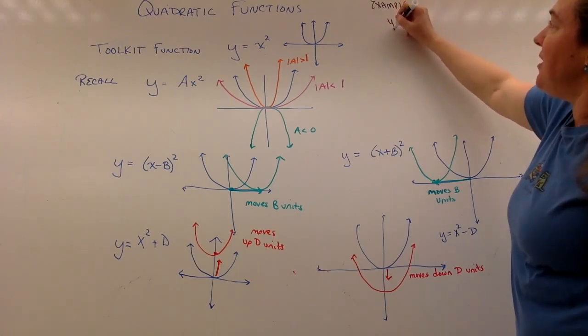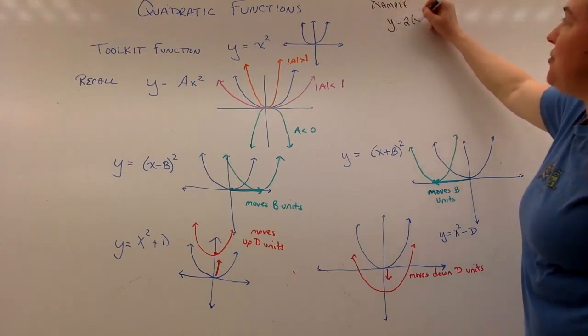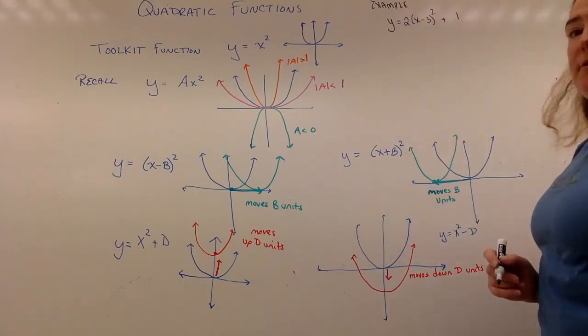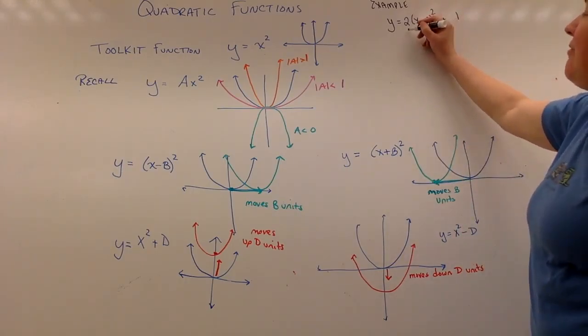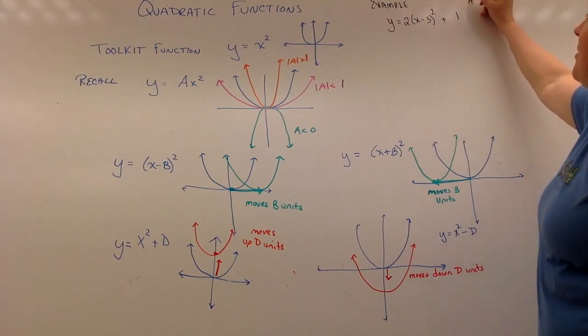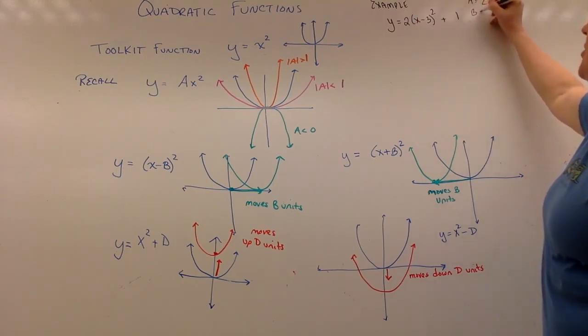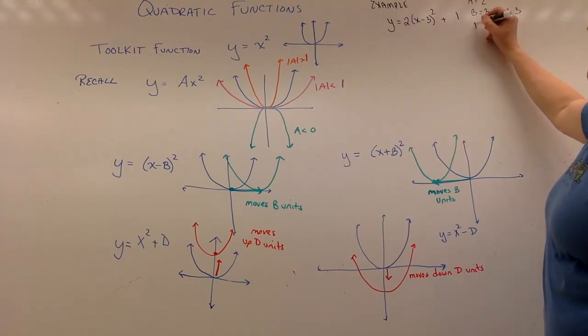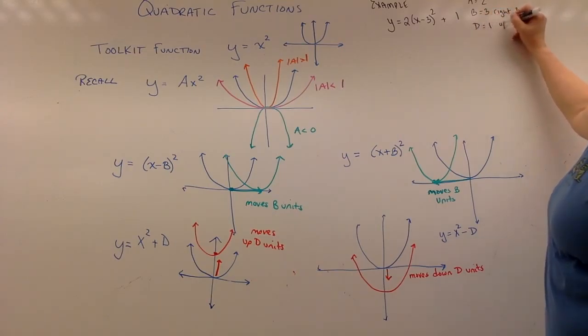So if we put all these together, let's look at an example here. If I write, for example, y equals 2 times (x minus 3) squared plus 1. Well, what have I done? I've made it narrower. I've shifted it to the right 3. And I've shifted it up 1.